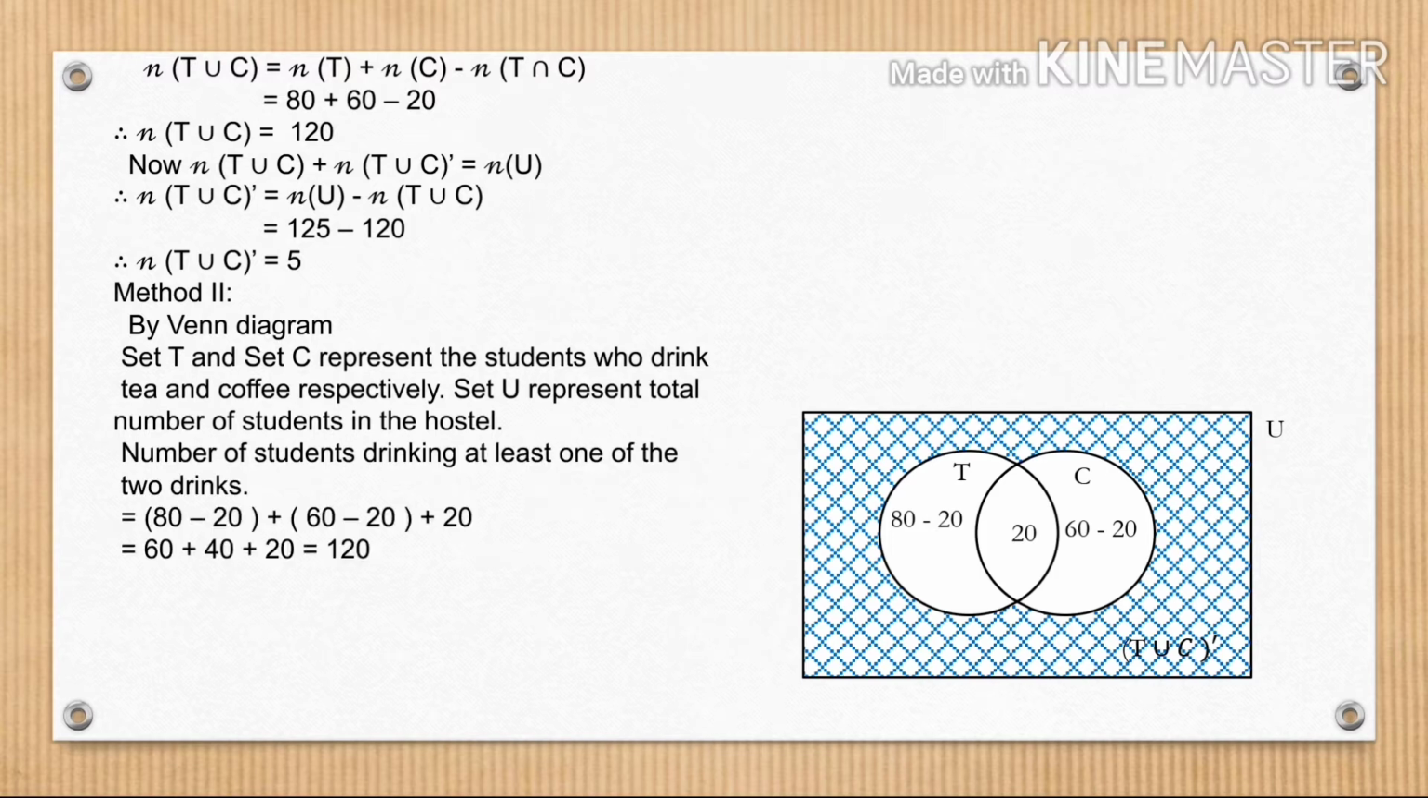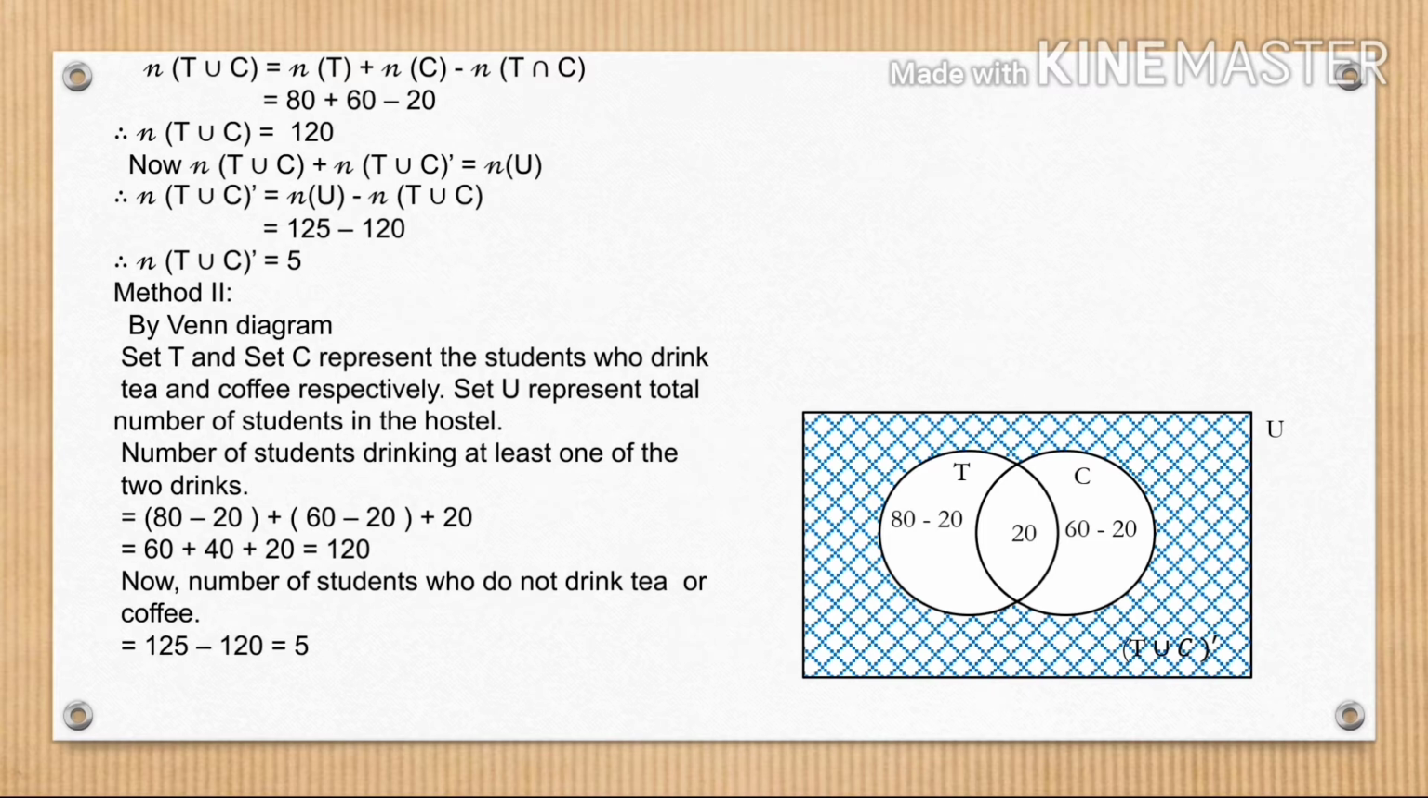So in this way, the number of students drinking at least one of the two drinks is 80 minus 20, the students who drink only tea, plus 60 minus 20, the students who drink only coffee, plus the students who drink tea and coffee. They are 60 plus 40 plus 20, so total students are 120. Now subtract it from 125. You will get the number of students who do not drink tea or coffee. So 125 minus 120 is equal to 5. This is the answer.